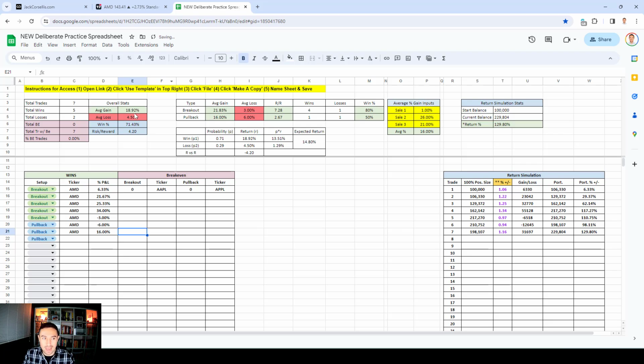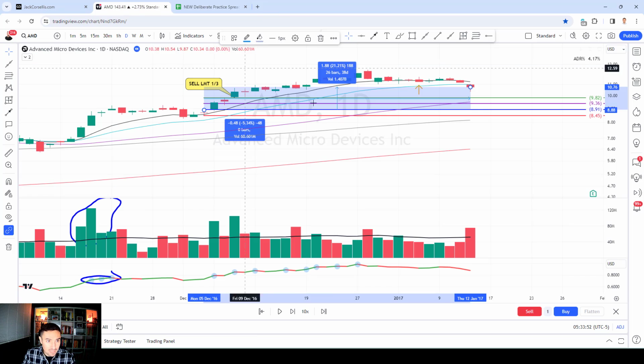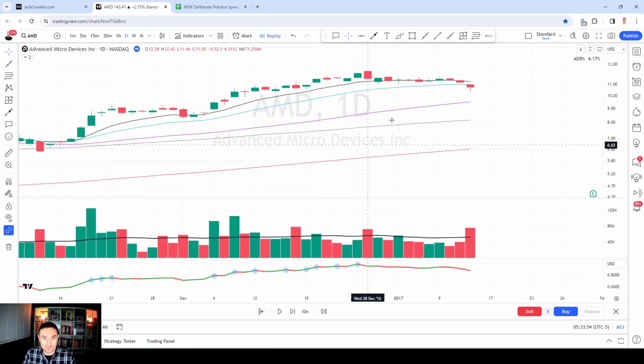So now we get a more accurate gauge here. Our average gain so far is 18.92%. Our average loss 4.5%. Our win rate 71%. It's very high. Risk versus reward is good at 4.2. So okay, we like that. Let's play this forward a little bit more. So then that deals with those trades.